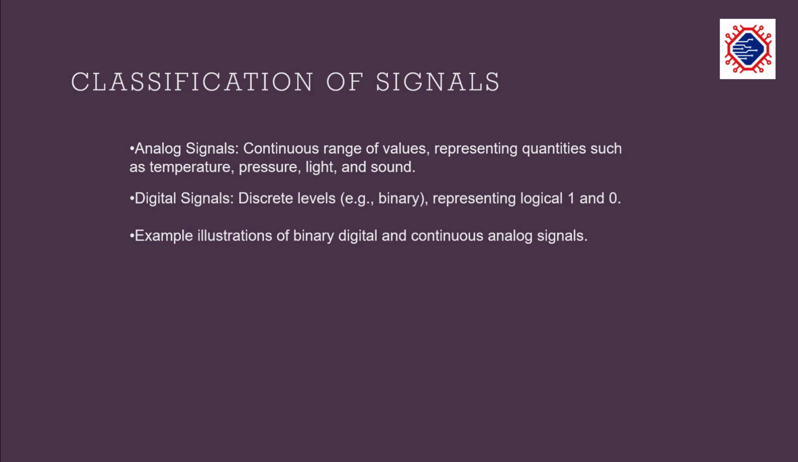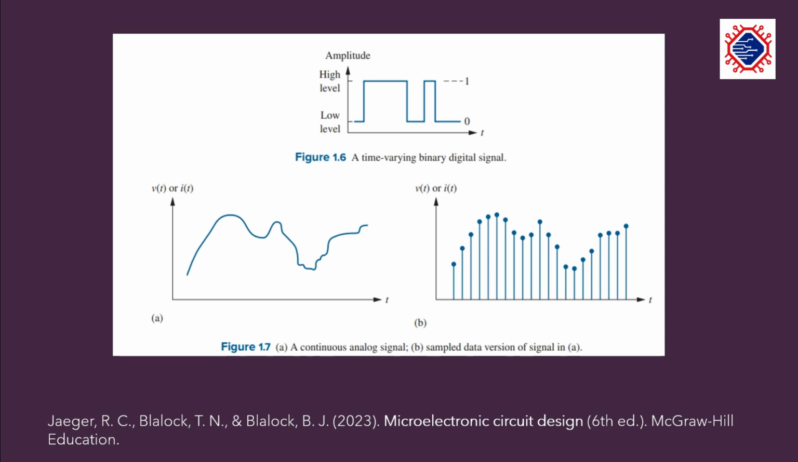Now, let's classify electronic signals into two main categories: analog and digital. Analog signals can take on a continuous range of values, representing variables like temperature, pressure, and sound. Digital signals, on the other hand, appear at discrete levels, typically represented by binary values, 1 and 0. Understanding these differences is crucial for designing and working with various electronic systems. Let's delve deeper into the classification of electronic signals by looking at two main types: analog and digital signals. This distinction is fundamental in understanding how different electronic devices operate.